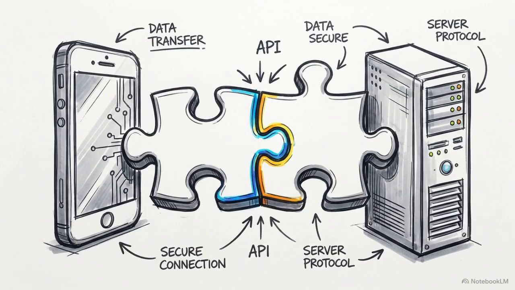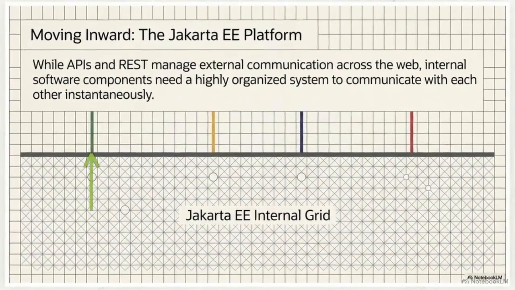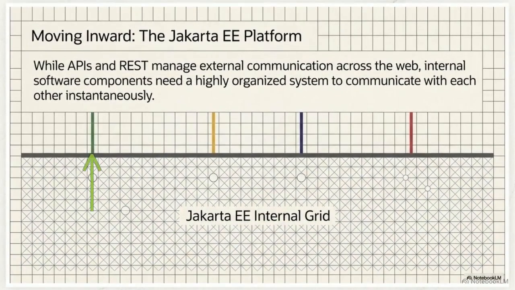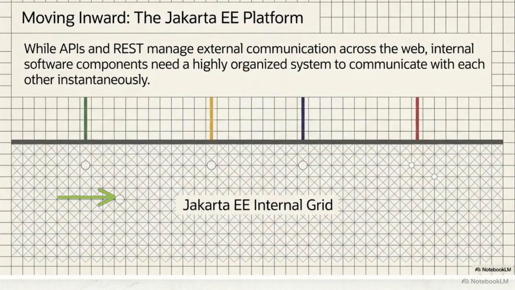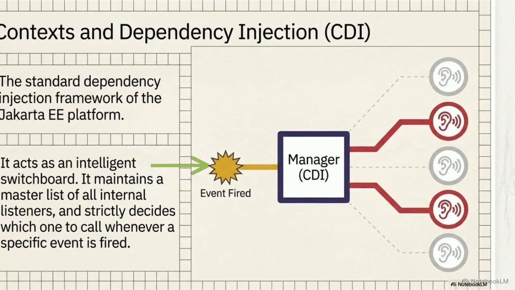This grid represents the internal environment of the Jakarta EE platform. Once external data crosses into the space, the internal software components need a highly organized system to communicate with each other instantaneously without relying on HTTP. This diagram maps contexts and dependency injection, or CDI. The CDI manager acts as an intelligent internal switchboard. When an event fires, it checks a master list and strictly determines which internal listeners to call.